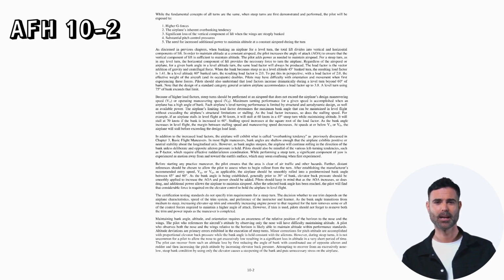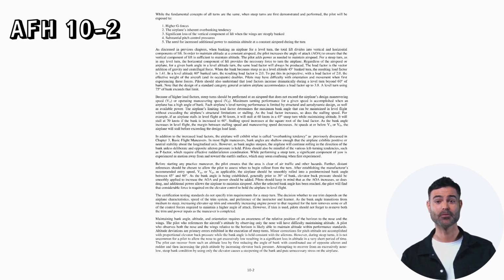Before starting any practice maneuver, the pilot ensures that the area is clear of air traffic and other hazards. Further, distant references should be chosen to allow the pilot to assess when to begin rollout from the turn. After establishing the manufacturer's recommended entry speed, VA or VO, as applicable, the airplane should be smoothly rolled into a predetermined bank angle between 45 degrees and 60 degrees.